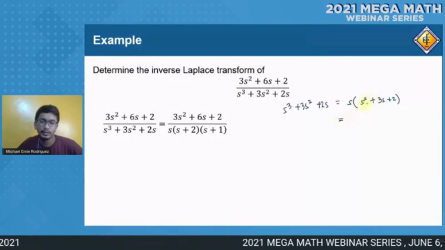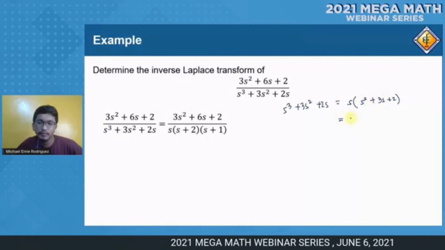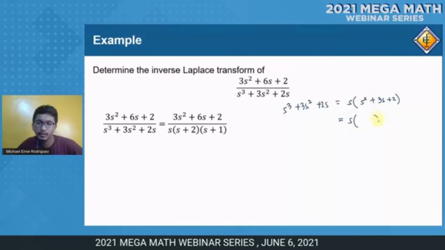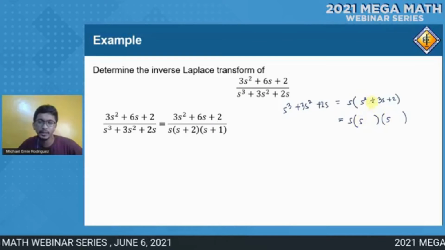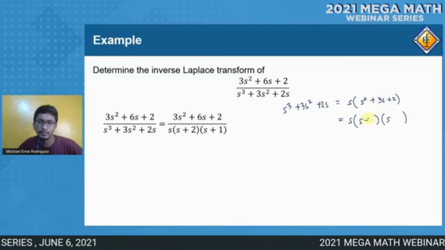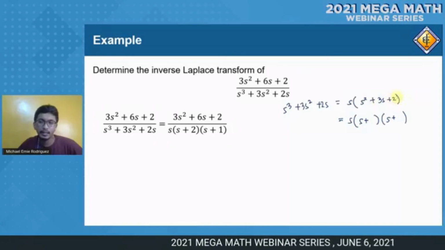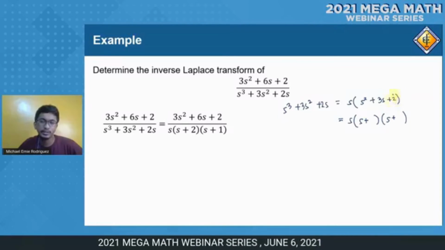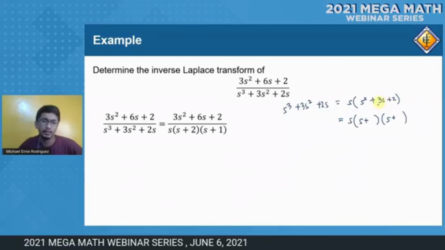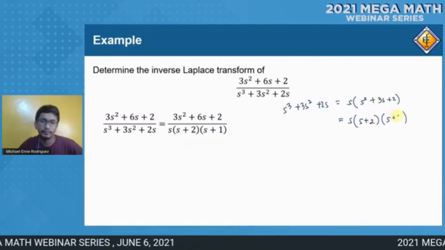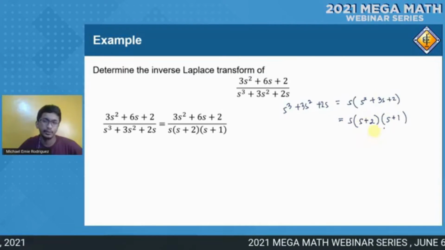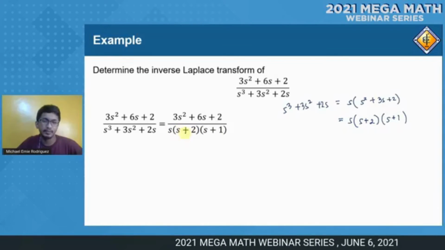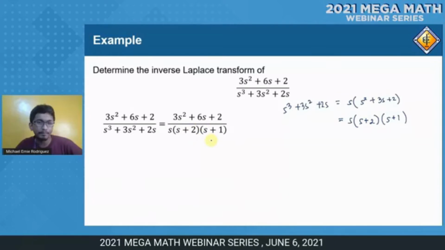Quadratic ito, di ba? So we have S times, okay? Gantuin natin, di ba? So S, S. Mag-isip ka ng number. Since plus plus yan, so plus tsaka plus. Isip ka ng number na kapag i-multiply mo is 2, pag in-add is 3. So those two numbers are 2 and 1. Pag in-add mo to is 3, multiply is 2. Okay? So we have S times S plus 2 times S plus 1.